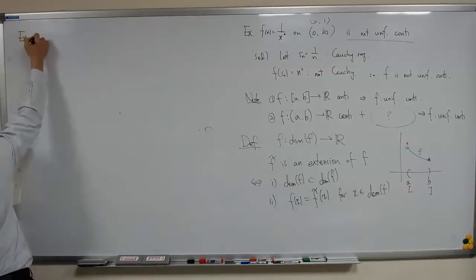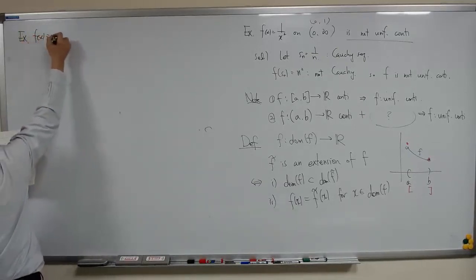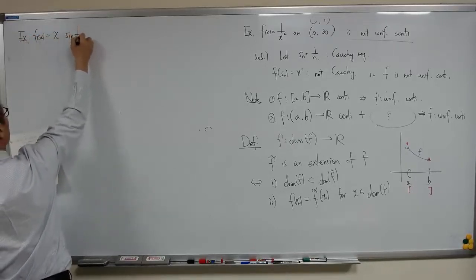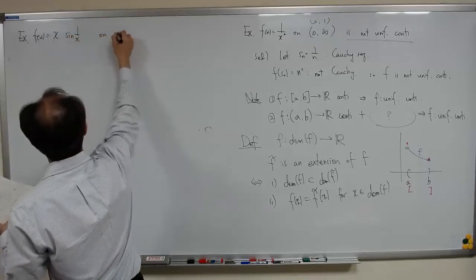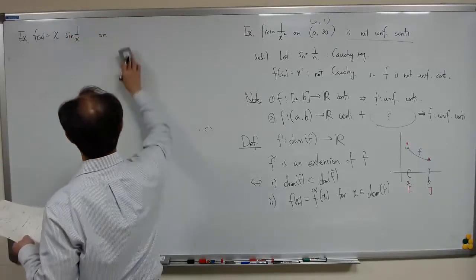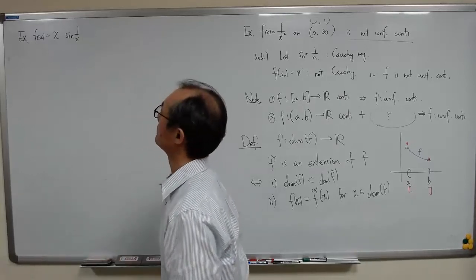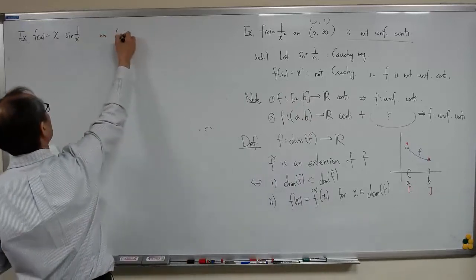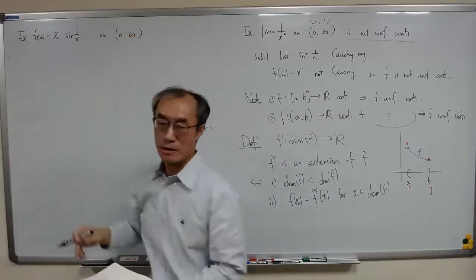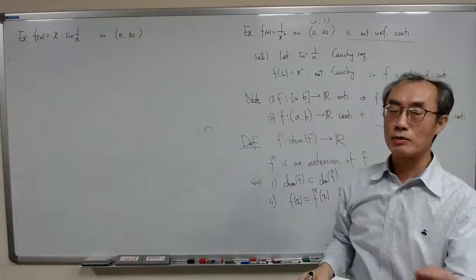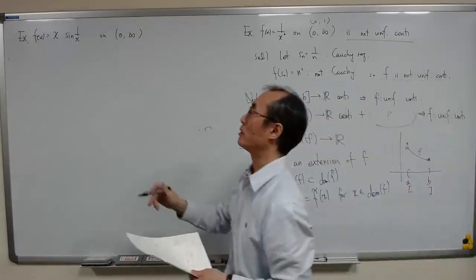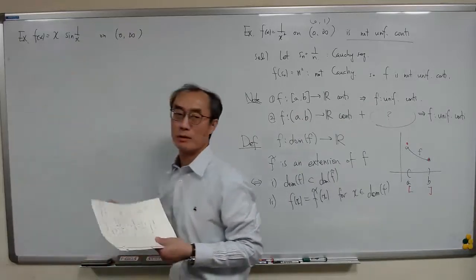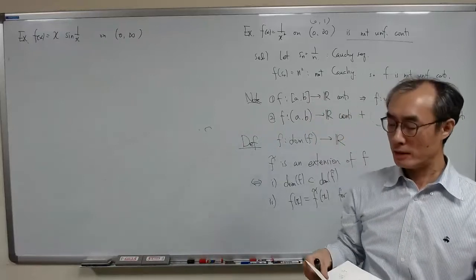Let's pay attention to this kind of example. Suppose you have a function f of x defined by x times sine 1 over x. Since 0 is not in the domain of definition, you cannot put 0 in the denominator.